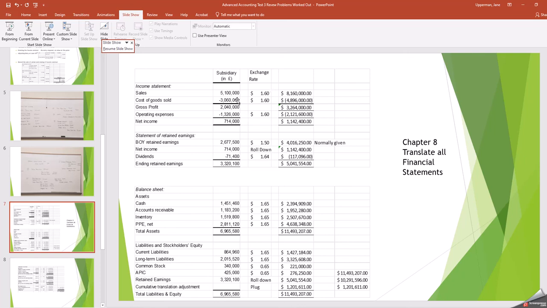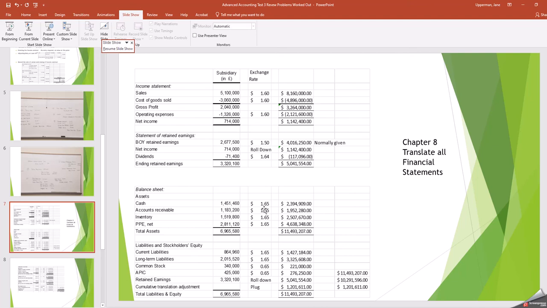So then we calculate, taking it from, this would have been in British pounds, and then putting it into US dollars based on that average exchange rate. Then when we come to the statement of retained earnings, this number is normally going to be given to us. It's the beginning balance number. And then the net income rolls down from our income statement, so we don't translate that. And then the dividends are actually at that rate, because dividends are just paid once a year. So whatever the exchange rate is on the date the dividends were paid, that's how we're going to value those dividends. And then this becomes our ending retained earnings balance, which then rolls down into our balance sheet.